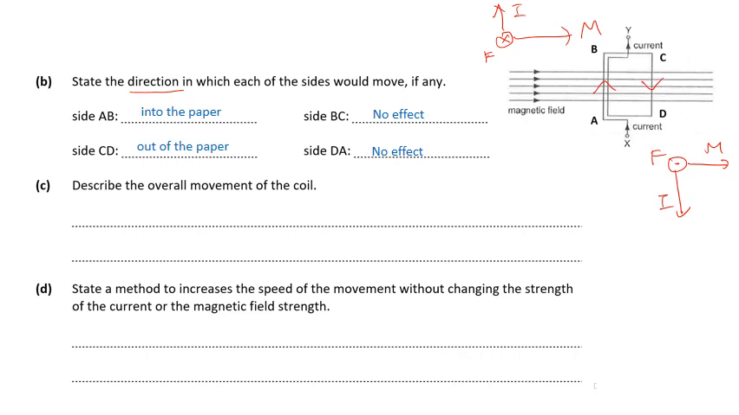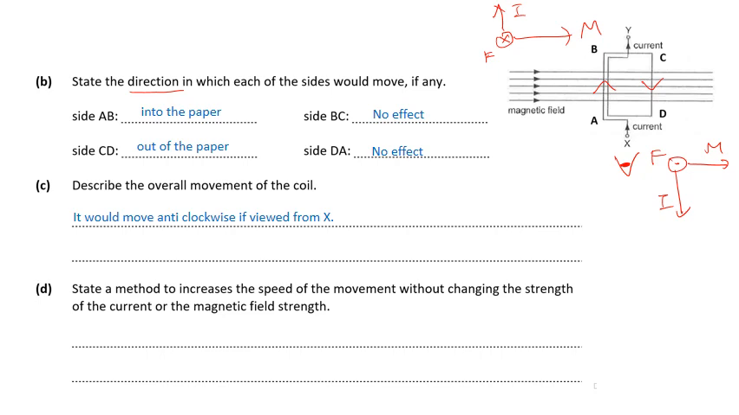For part C, it asks you to describe the overall movement of the coil. Okay, so imagine if you are viewing from X. What's going to happen is that since AB moves in, CD moves out, then if you're viewing from point X, it will actually move anti-clockwise. Okay, I hope you can visualize that. And remember, we are actually looking at the vantage point of X. So you got to be very careful and explain to the examiner where you are actually viewing from.